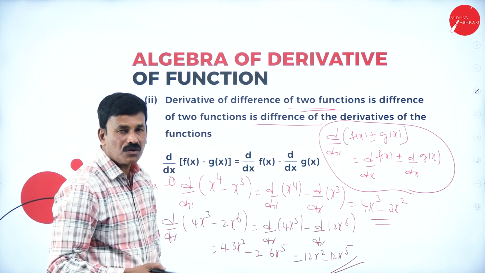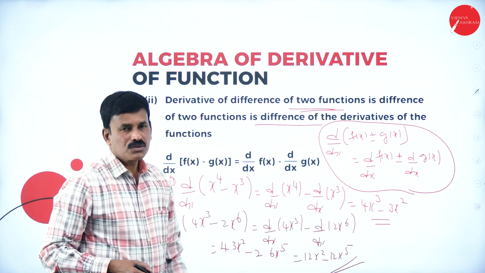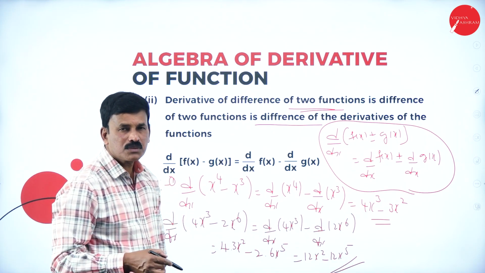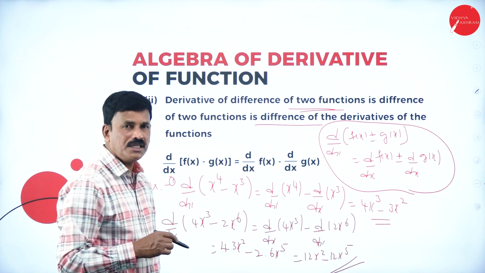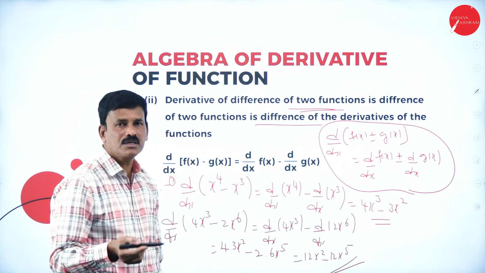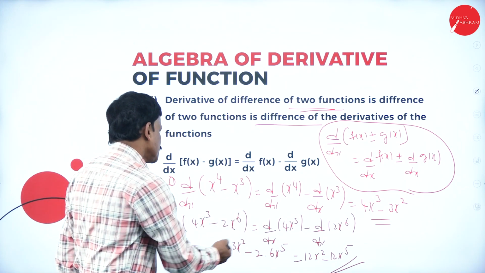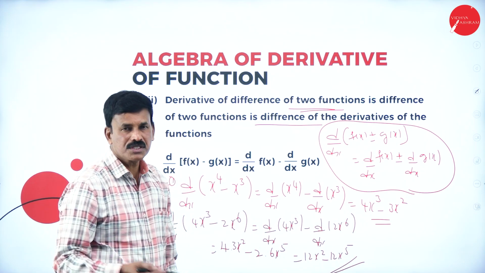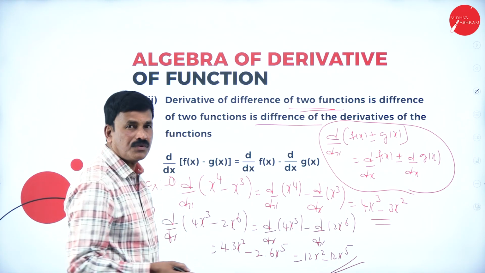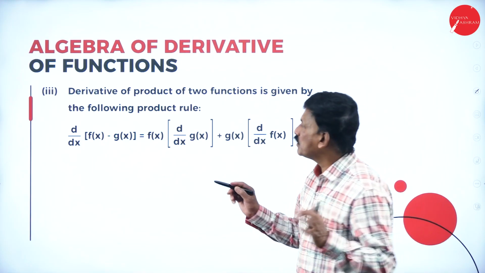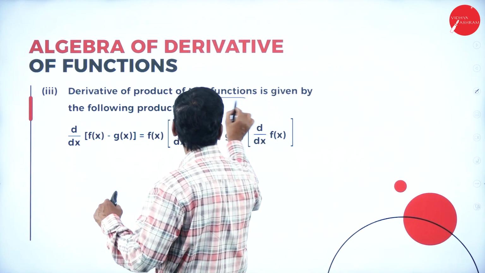That's it. This is how we use the sum or difference rule: d by dx of f of x plus or minus g of x is d by dx of f of x plus or minus d by dx of g of x. If it is a constant into a function, just remove the constant and differentiate the function. Hope you followed. Now, let us move on to the next one: the derivative of a product of two functions.